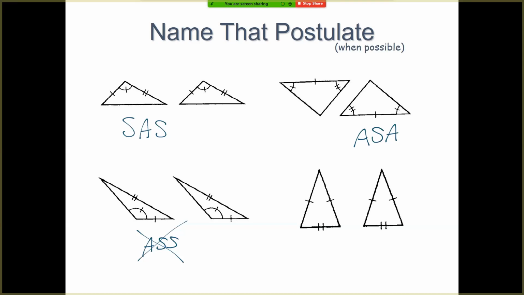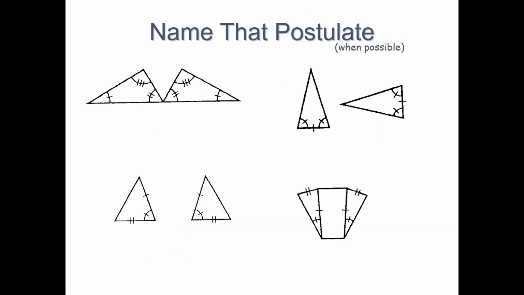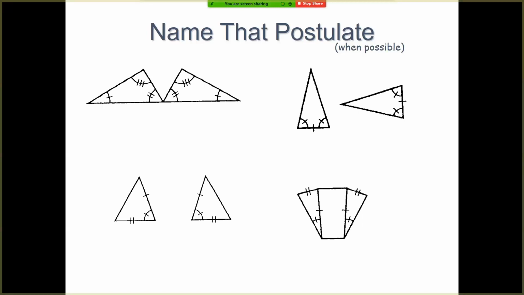And then the last one, we have all three sides congruent to all three sides. That is SSS, side, side, side. On the next slide, we were given three angles. Can you prove triangles congruent by all three angles? No. So AAA is not a congruency statement. So it's not possible.